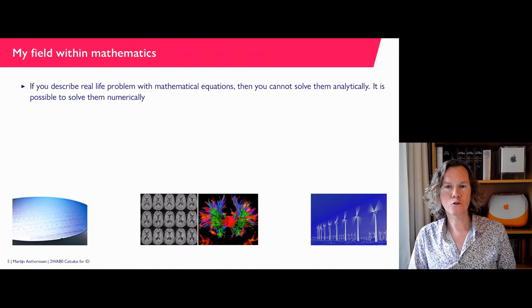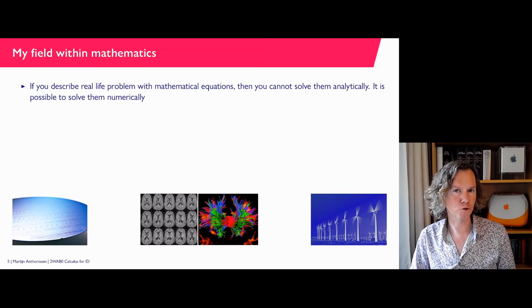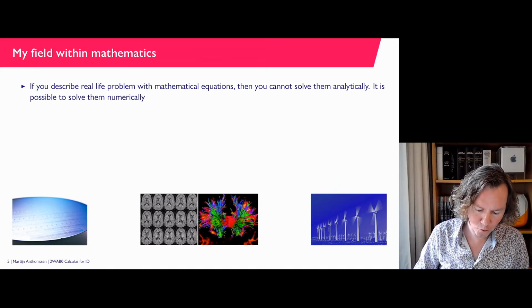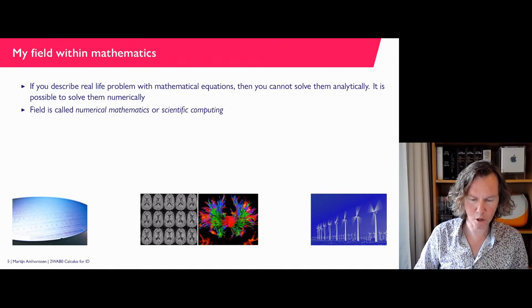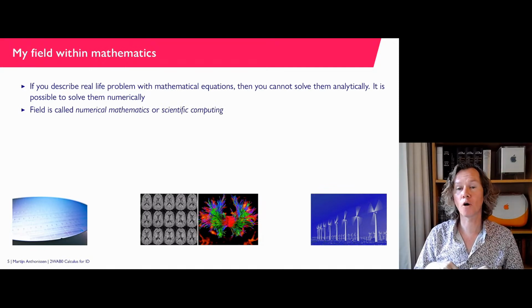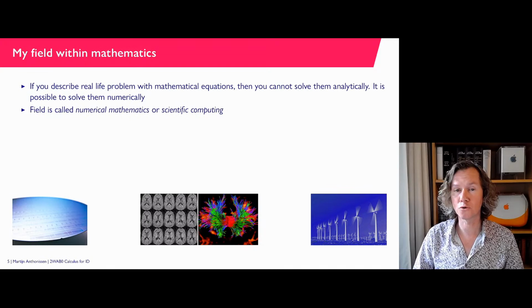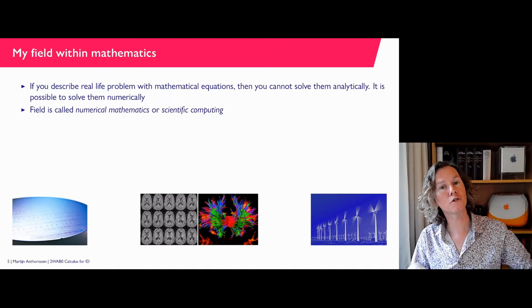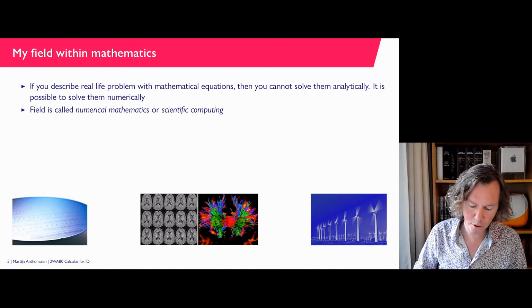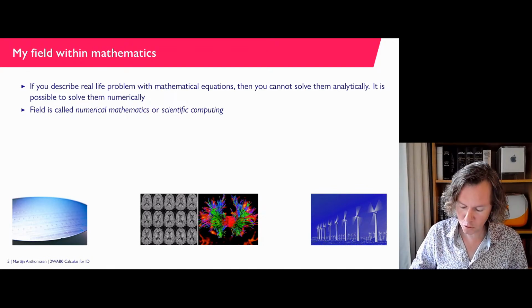But those equations are too complicated to solve analytically. You cannot find pen and paper solutions there. So what you can do is try to solve them numerically. So try to find approximations to the solutions using computers. This is called numerical mathematics. That's kind of the old-fashioned name. These days it's called scientific computing. So I work in the scientific computing group.